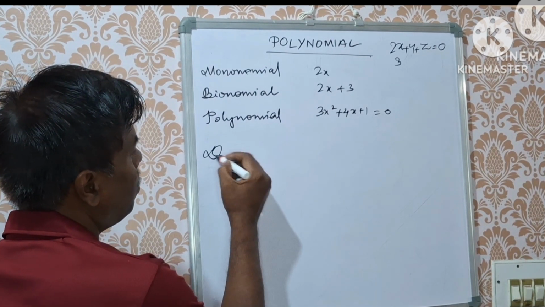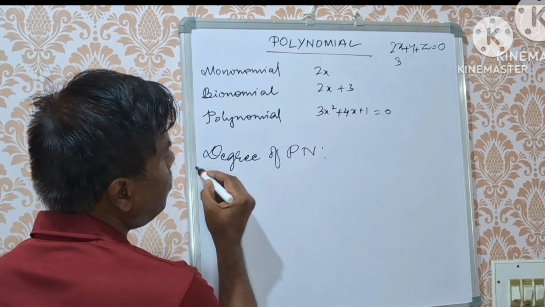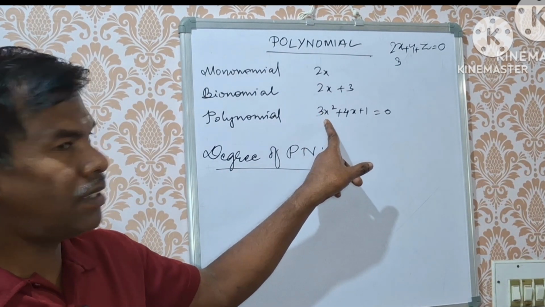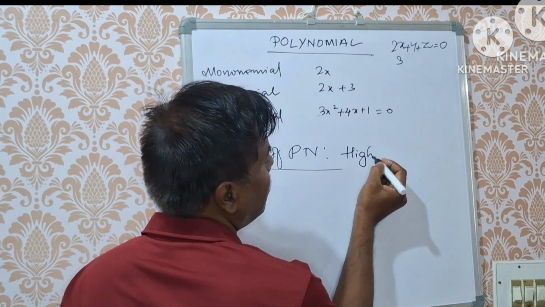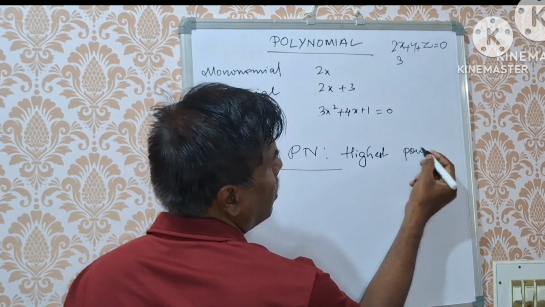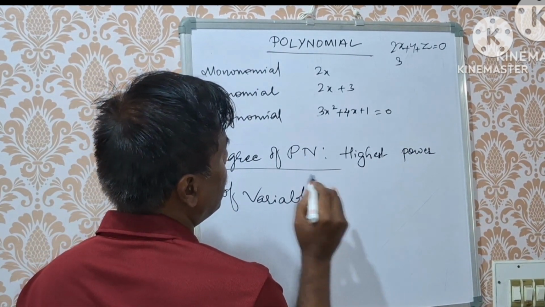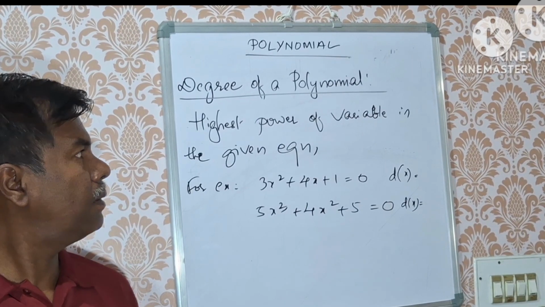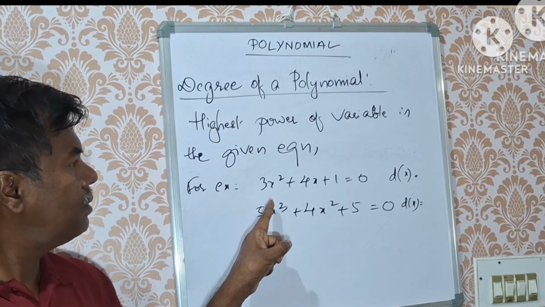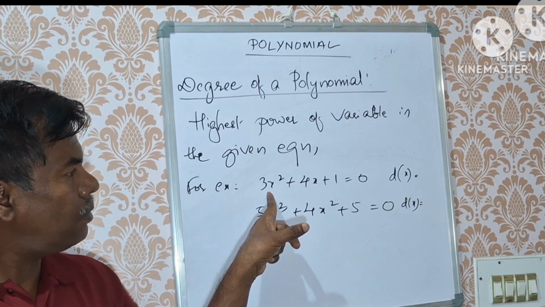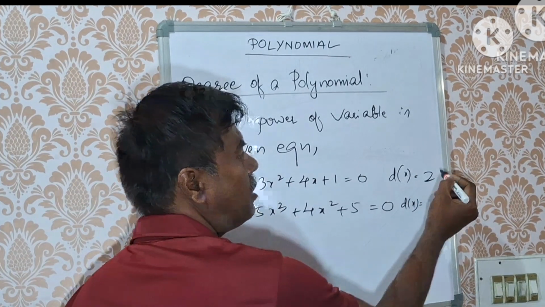Degree of a polynomial. What is the degree of a polynomial? The highest power of x in the equation is called the degree of a polynomial. The highest power of the variable in the given equation is called the degree of a polynomial. Here, for example, the degree of this polynomial 3x square plus 4x plus 1: the highest power of x is 2. Therefore, the degree of the polynomial is 2.